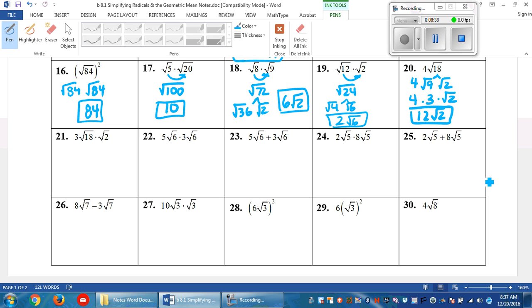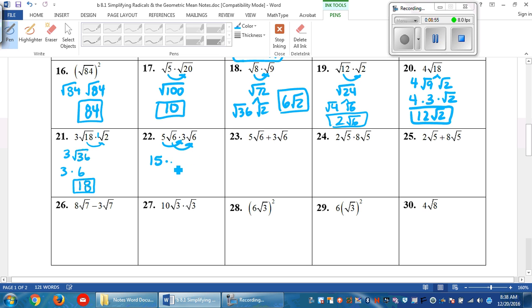So to go into hyper mode here, so we get a 1 in front of here. 3 times 1 is 3. Root 18 times root 2 is root 36. Root 36 becomes 6. And then 3 times 6 becomes 18. Next one, outside numbers with outside numbers. 5 times 3 is 15. And root 6 times root 6 is root 36. That becomes 6. We do 15 times 6, 90, final answer.